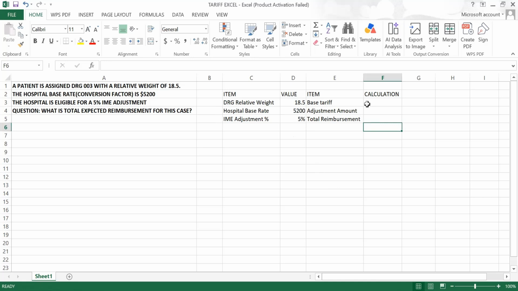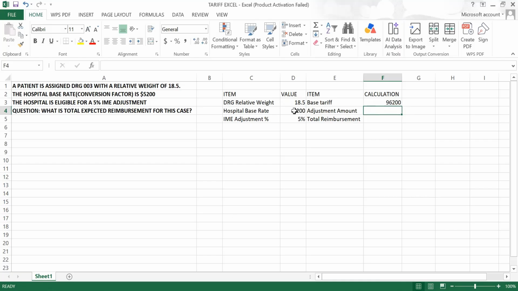What we're going to do is base tariff equals DRG relative weight multiplied by hospital's base rate. It is $96,200. This is the core payment before any adjustments.